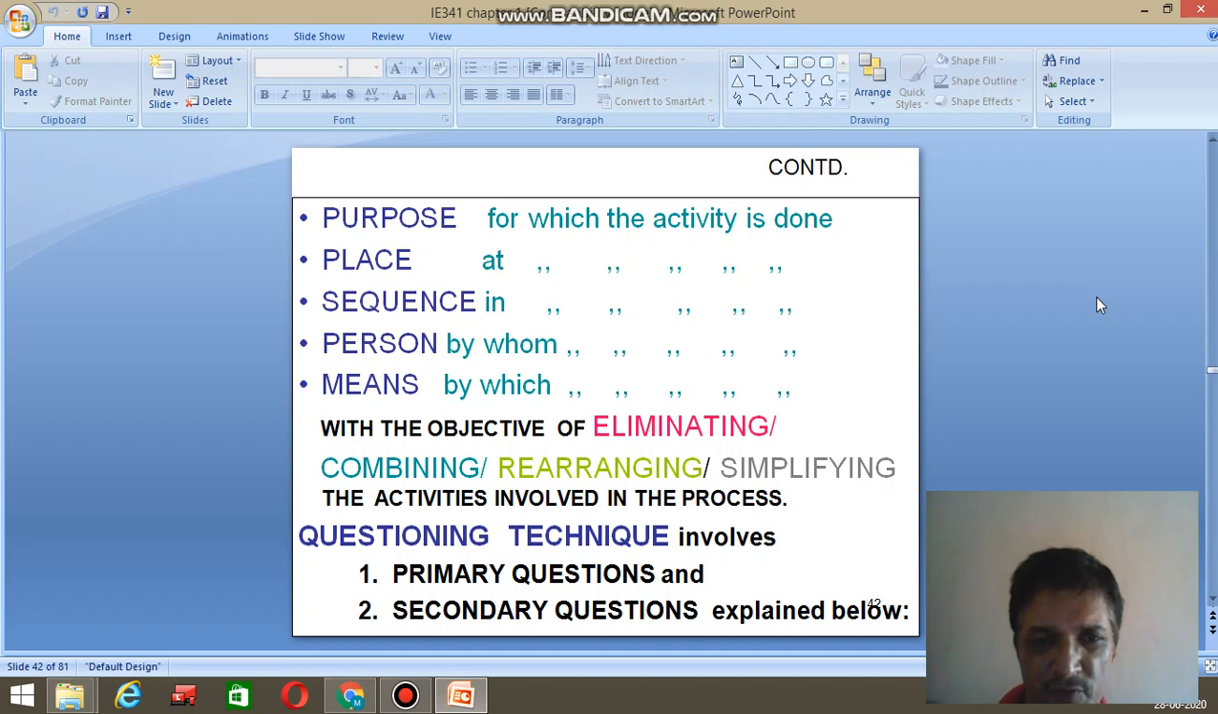With the objective of eliminating, combining, rearranging or simplifying the activities involved in this process, the questioning technique involves primary questions and secondary questions.